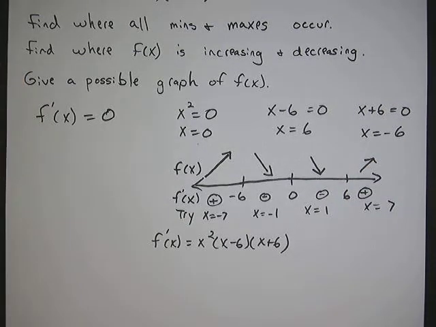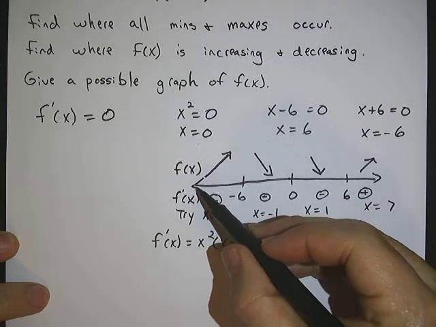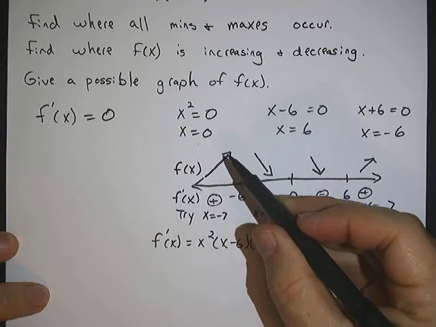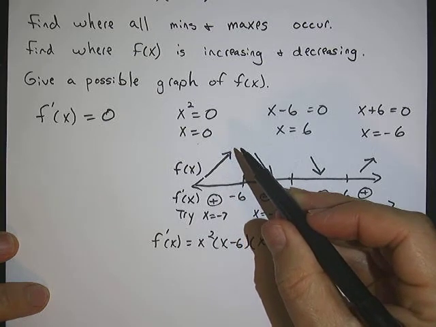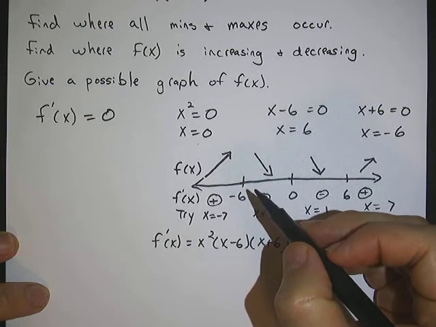So what did that do for us? Well, we've written down what the function is doing on each area, and we can see that as we are coming from negative infinity until we get to negative 6, the function is increasing. And then it stops increasing and starts decreasing. And negative 6 was our critical number.